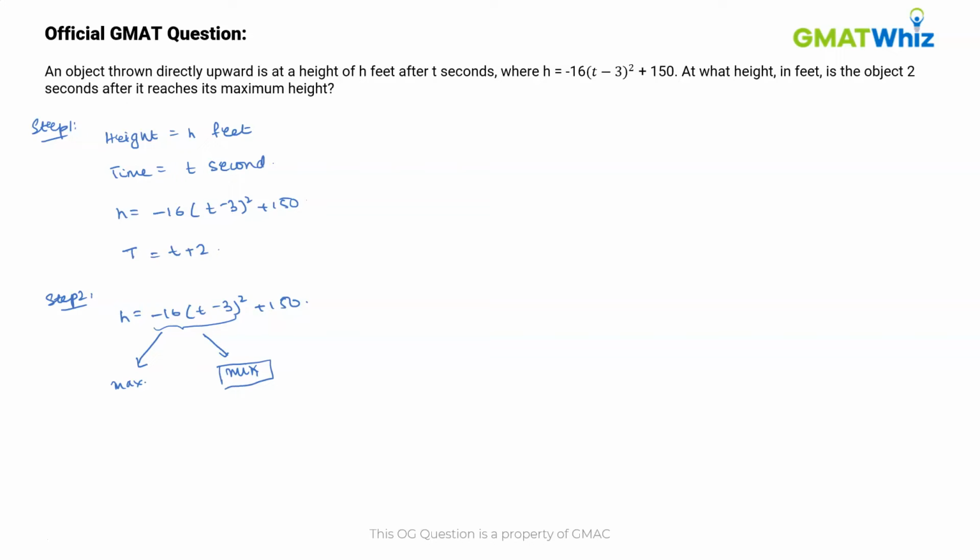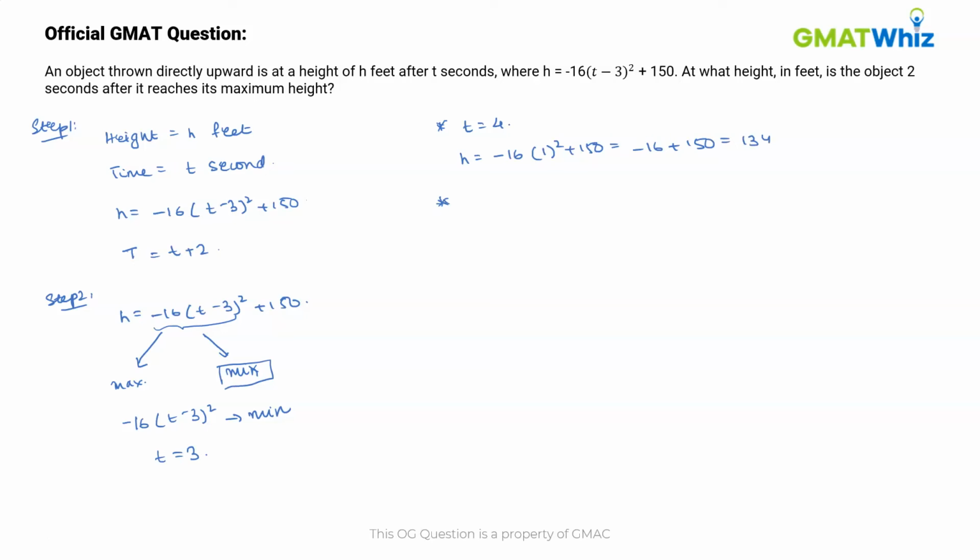Now when will the value of the expression 16(t - 3)² be minimum? This is possible when the value of t itself equals 3. To understand this more clearly, let's take two examples where in the first example the value of t is equal to 4. So here h is equal to -16 times 1 squared plus 150. This is equal to -16 plus 150, which equals 134.